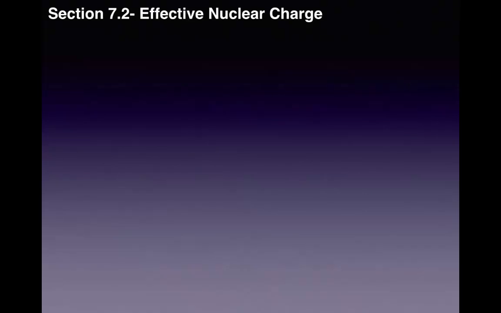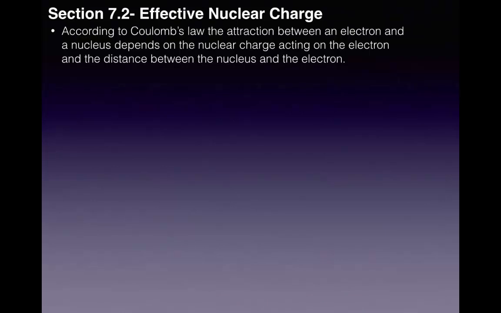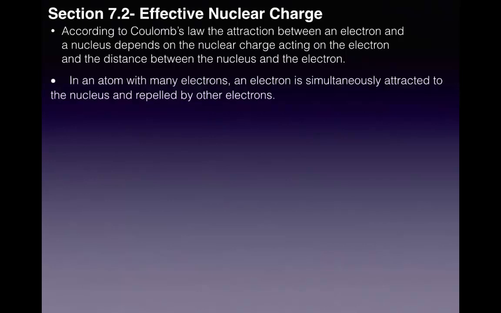We're now going to talk about an important concept, effective nuclear charge. So just as review, according to Coulomb, the attraction between an electron and a nucleus depends on the nuclear charge, which was your Q1 and your Q2, acting on the electron, and the distance between the nucleus and the electron, that was your d. It's not that simple, though, because while in an atom electrons are attracted to the nucleus, they also repel one another. So if you have multiple electrons, they're not only being attracted to the nucleus, but they're repelling one another.